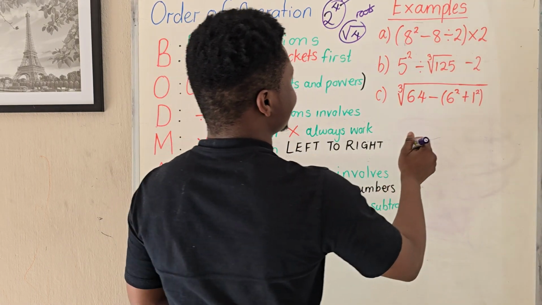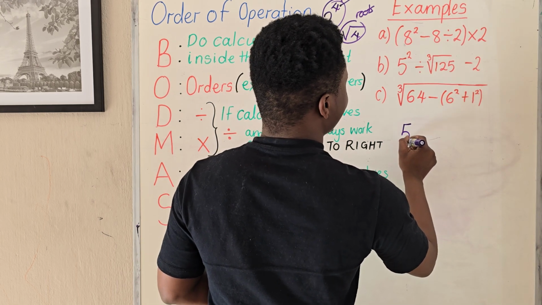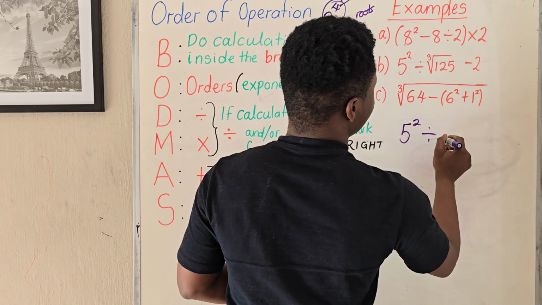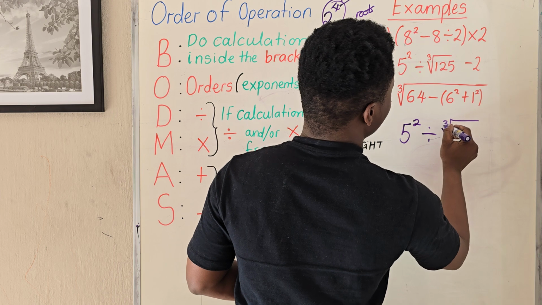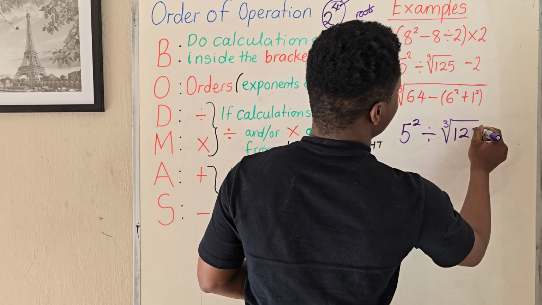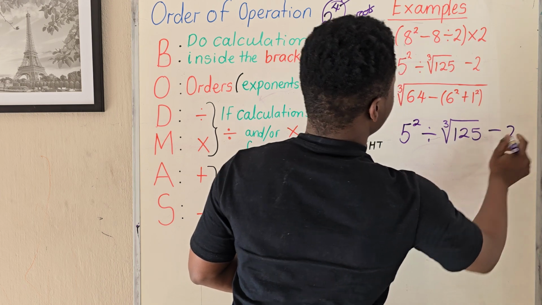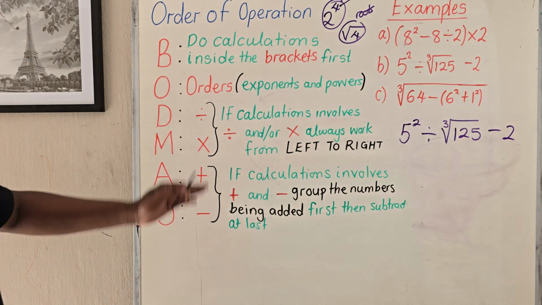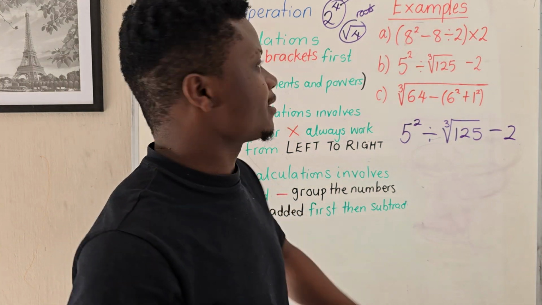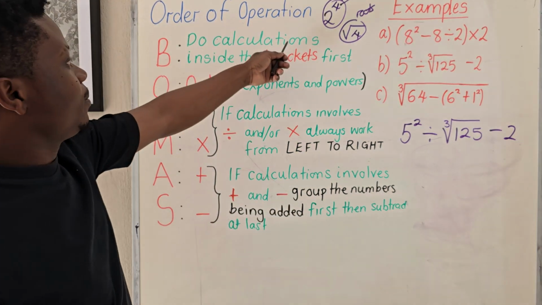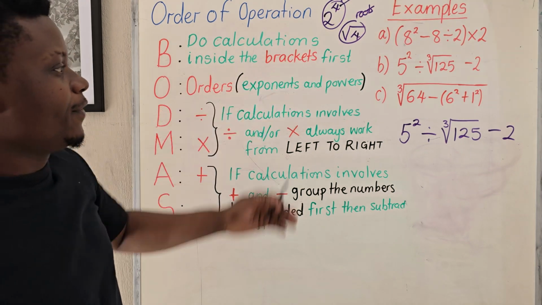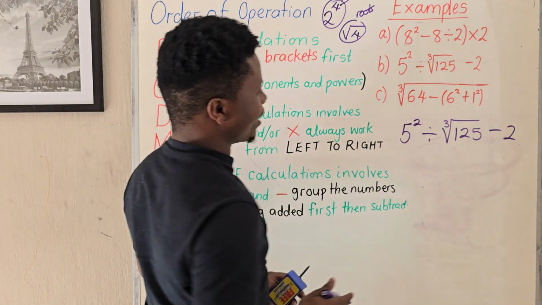The second one says 5 to the power of 2 divided by the cube root. There's a 3, so we call it a cube root of 125 minus 2. So in this case, we always have to use BODMAS. Do calculations inside the bracket first. And I don't have the brackets.